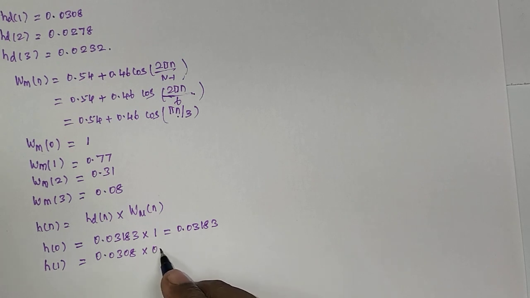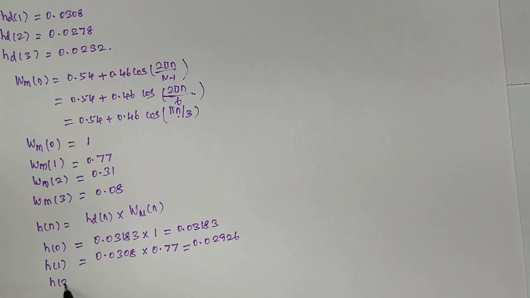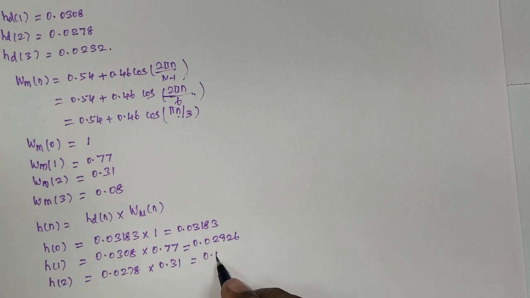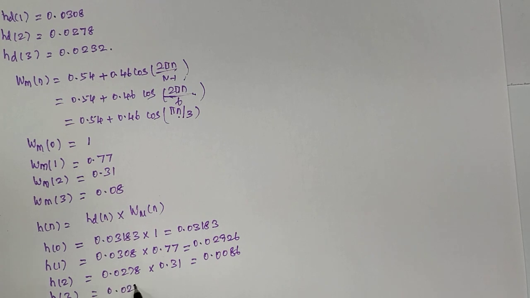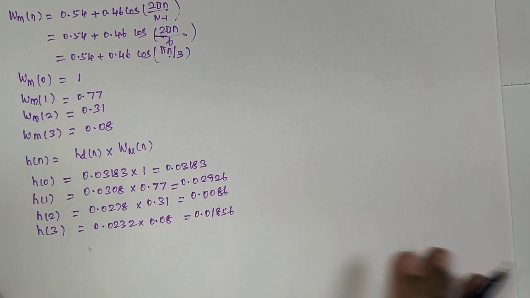Similarly, h of 1 is 0.0308 into 0.77, which is equal to 0.02926. And h of 2 is equal to 0.0278 into 0.31, you just multiply it, the value is equal to 0.0086. And h of 3 is equal to 0.0232 into 0.08, multiply it, and its value is equal to 0.01856. So we found the actual response.